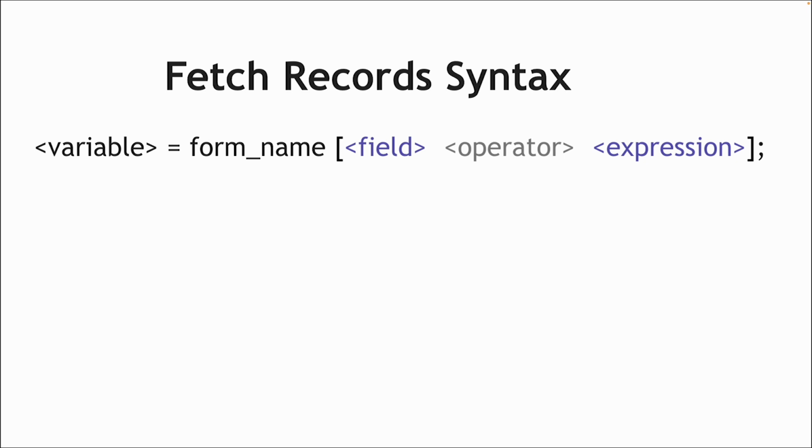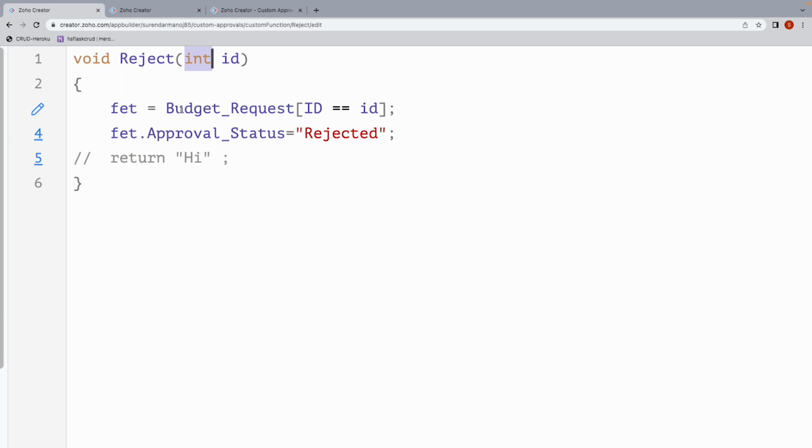While we are fetching a record, we have to follow certain syntax. First we have to define which form we are going to fetch the data from, followed by the criteria. Then we assign the output to a variable. Here you can see we are fetching the data from the budget request form, where I'm saying the record ID is going to be the ID which I'm passing into the system, right?